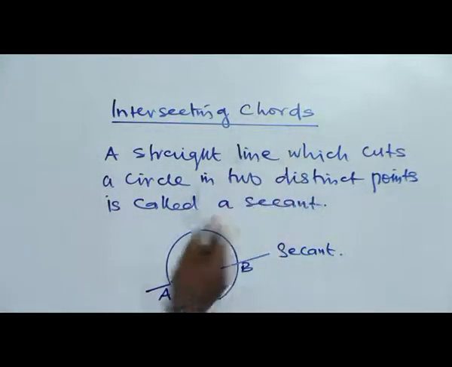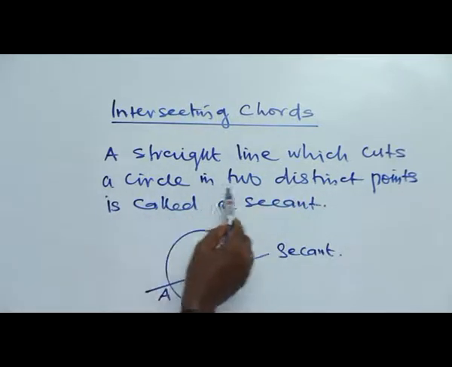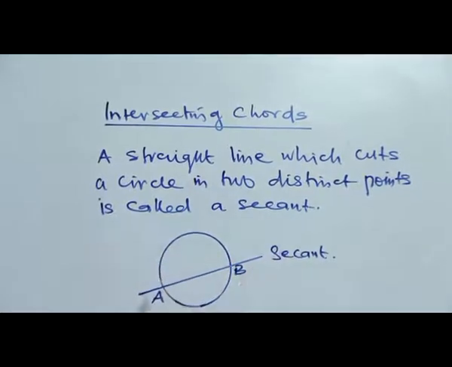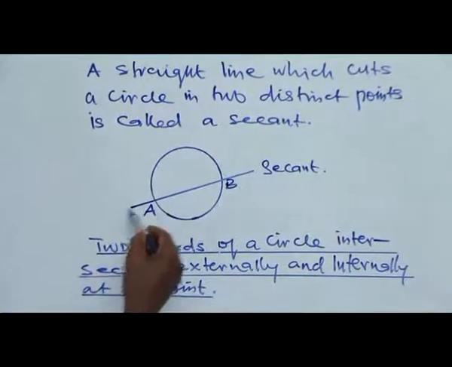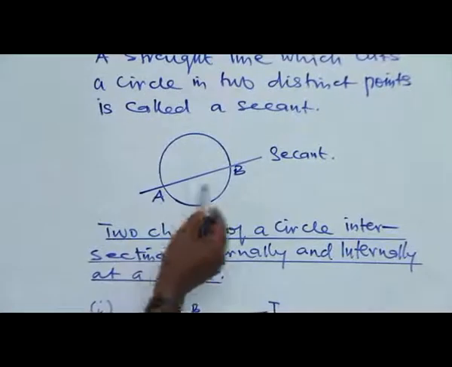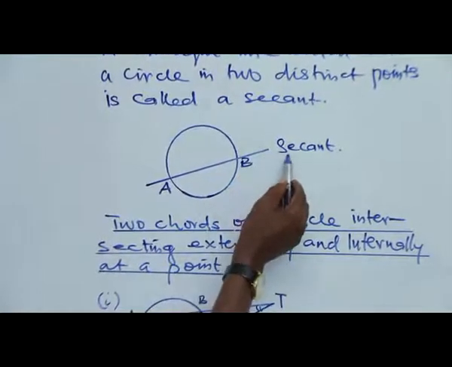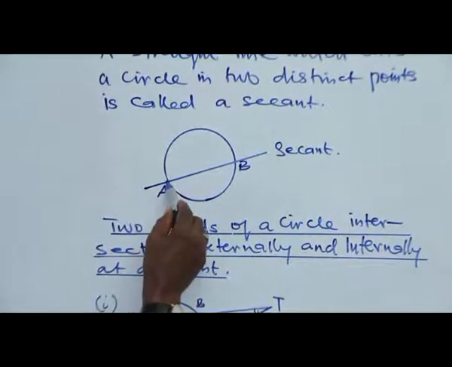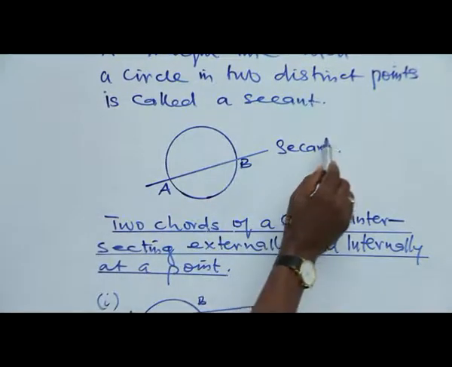Intersecting chords. A straight line which cuts a circle in two distinct points is called a secant. Here is a circle, and here is a line cutting across the circle at both point A and point B. The line AB is called a secant. It's different from a chord. A chord ends at the circumference. A secant cuts across.